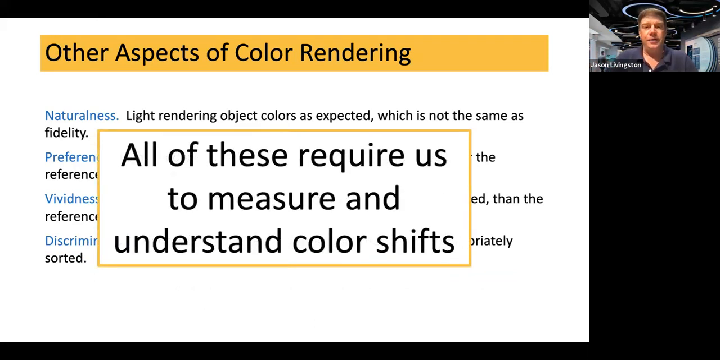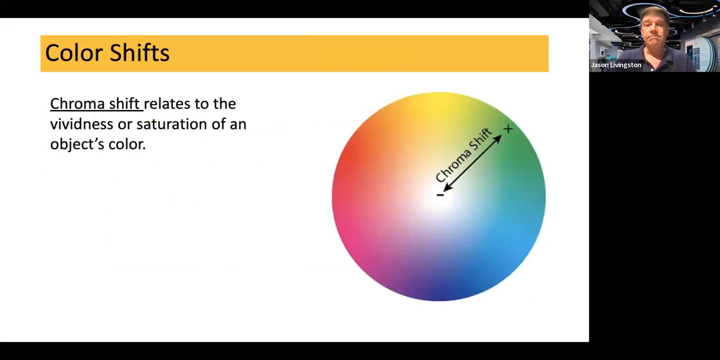So what these other aspects of color rendering require is that we look at the way in which the spectrum of light is causing colors to shift and understanding what those shifts are so that we can understand whether those shifts are something that appears natural or something that is preferred or something that is vivid. So what do we mean when we're talking about color shifts? Well, there are two that are really important to us. The first one is chroma shift, right? Some light sources will cause certain colors either to appear more saturated or to appear less saturated or slightly grayed out.